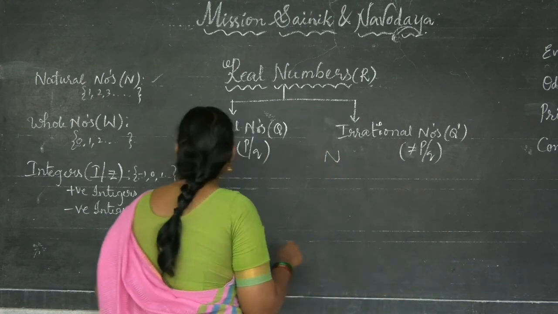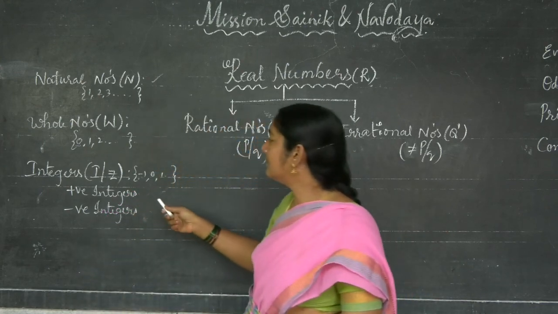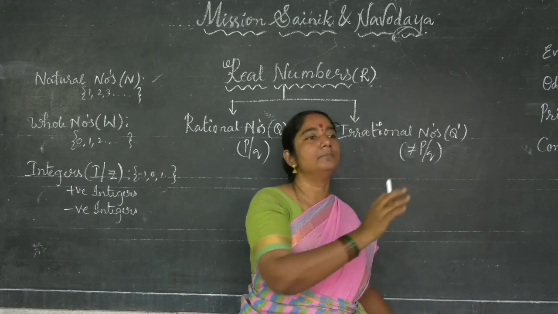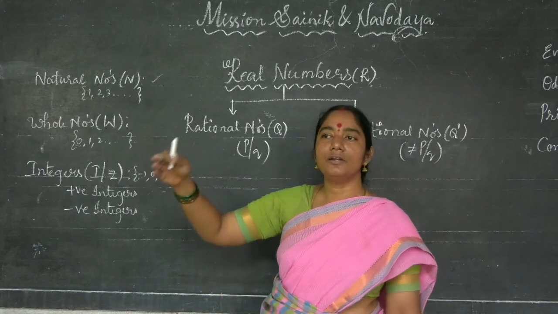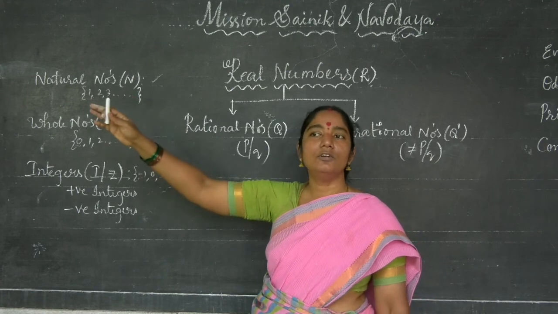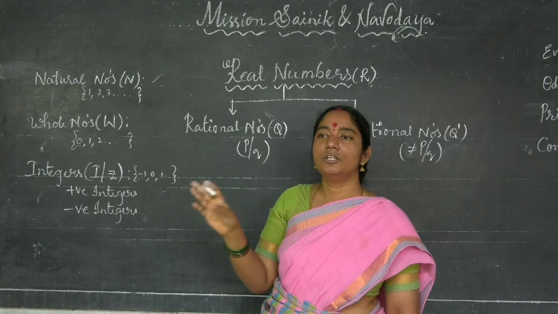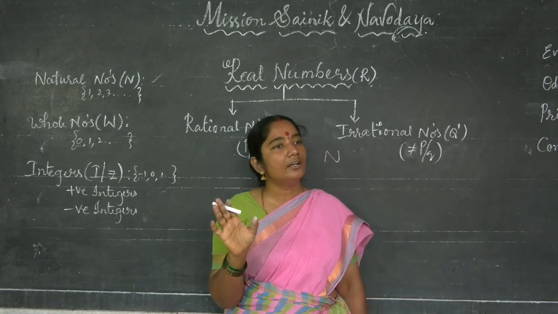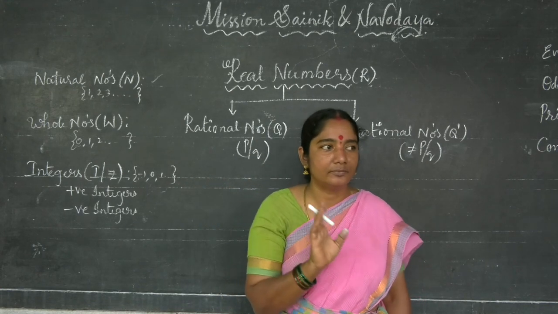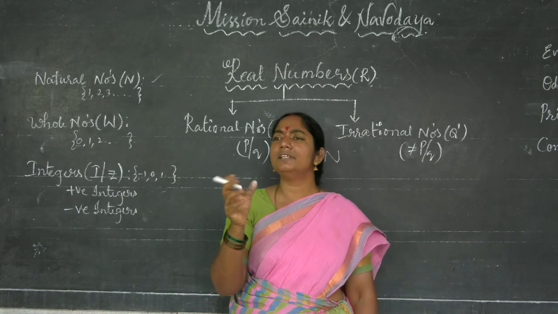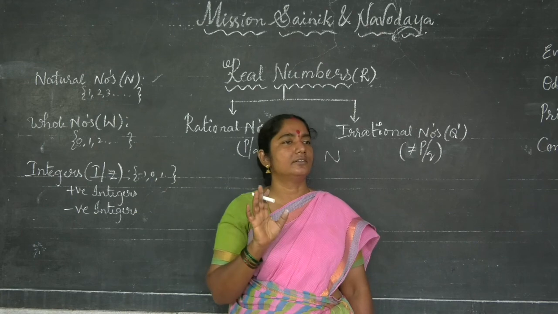So now, my dear friends, you have understood what integers are. In integers, plus 1, plus 2, plus 3 are positive integers, minus 1, minus 2, minus 3, minus 4 are negative integers, and 0. 0 is neither positive nor negative. I think now you understood integers. I am just giving a brief discussion about the integers.